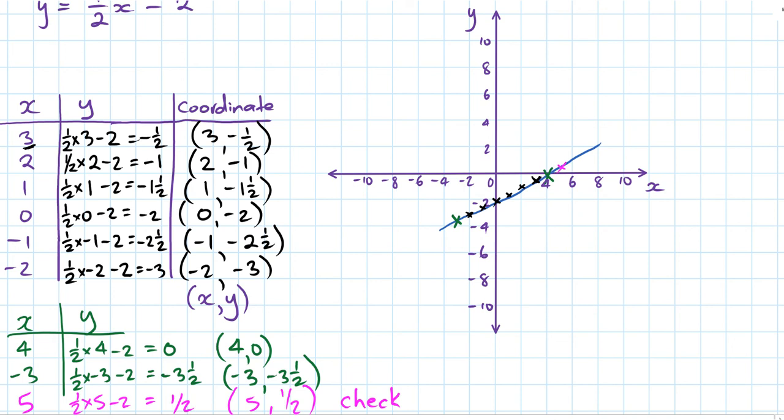So with these types of relationships, you have an equation, you can create a table of values from the equation, and then come up with the coordinates, and then plot those coordinates whereby you can draw a linear graph.